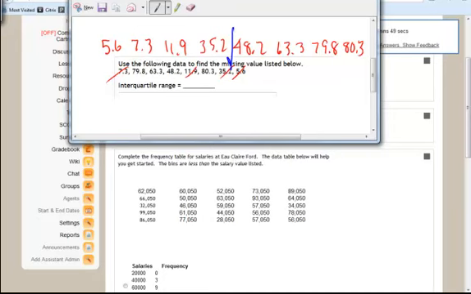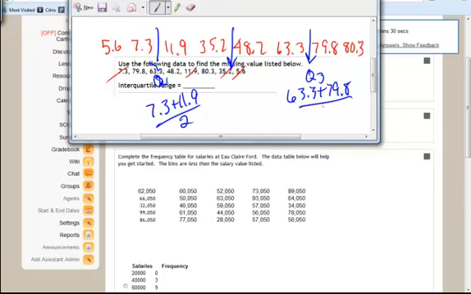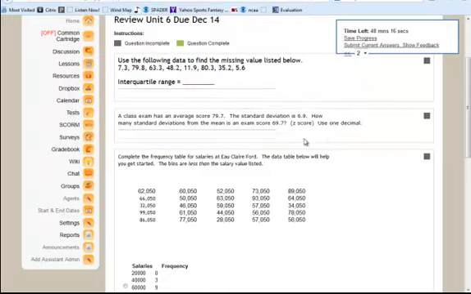Now we're going to find Q2, and then Q3 is the upper half, the middle of the upper half, and Q1 is the middle of the lower half. So since there's an even number of them, we're going to have to add them up and divide by 2. But then remember, that's just the two values of Q3 and Q1. To find what the interquartile range is, we're going to have to subtract those two values to find the interquartile range.